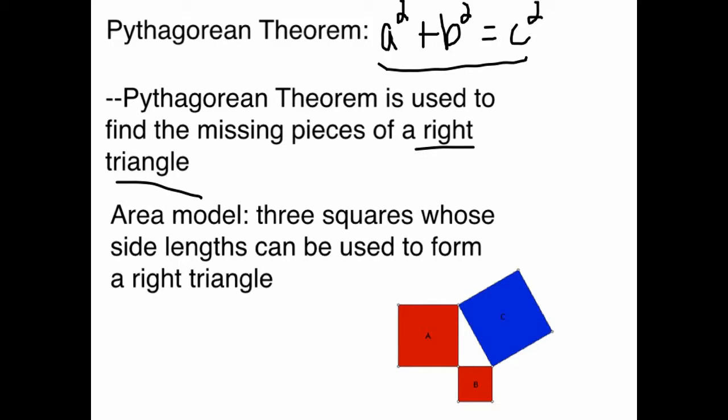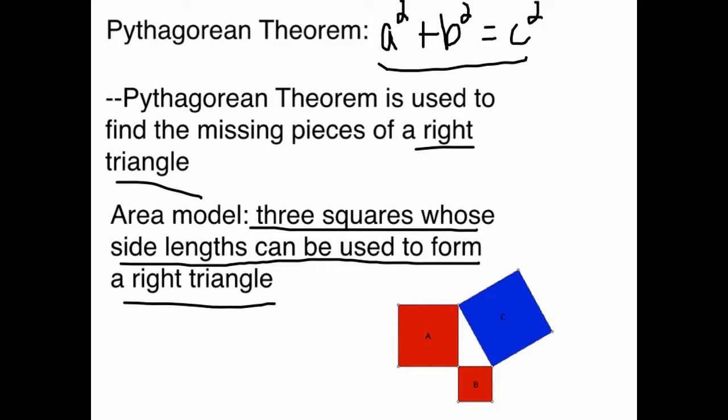All right, today we're going to talk about area models. And this is just another way to use the Pythagorean theorem. An area model is three squares whose side lengths can be used to form a right triangle. So let's look at this example. I have these three squares. One side of it is called a side length. So the side length of A, the side length of B, and the side length of C can be put together to form a right triangle. And I can figure out the area or the side length just using the Pythagorean theorem.